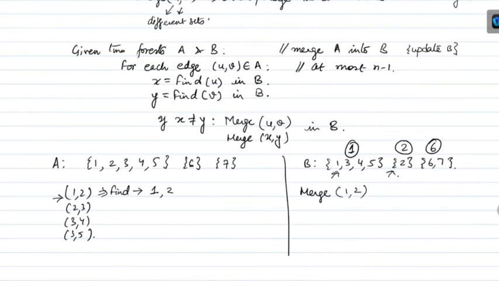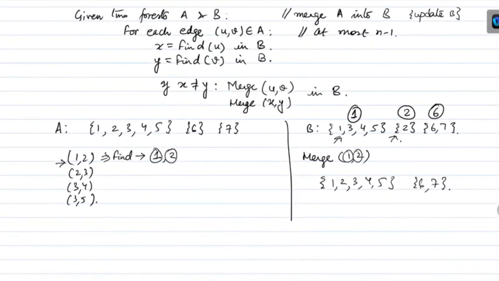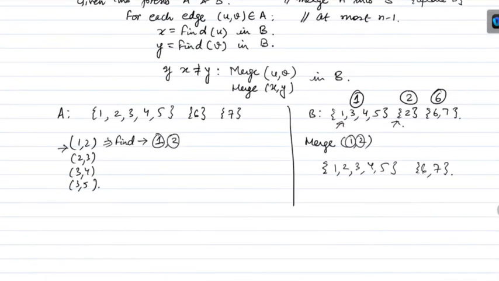Here I'm using the notation of the roots. Let me circle it for clarity. Let me put all root IDs in circles. So I'm going to merge 1 and 2. So what do I get? Well, now I get 1, 2, 3, 4, 5, and I get 6, 7.